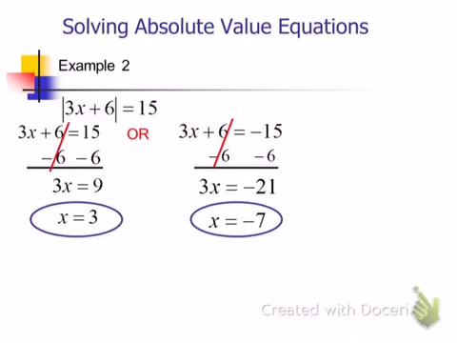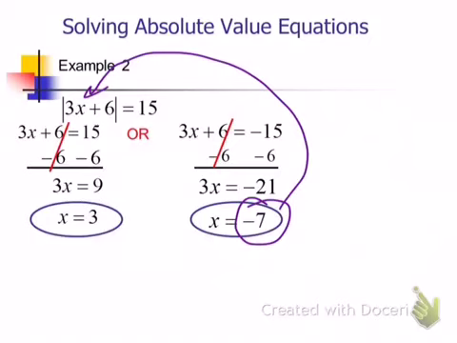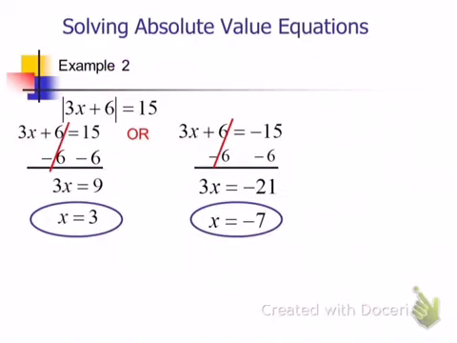So x equals 3 or x equals negative 7, how would we check that? You substitute 3 in there. What's 3 times 3? 9 plus 6? 15. The absolute value of 15 is 15. So that works, right? And if we put negative 7 in there, we get 3 times negative 7, which is negative 21, plus 6 is negative 15. And that is the other value we were looking for, because the absolute value of negative 15 is also 15. Okay? All right.